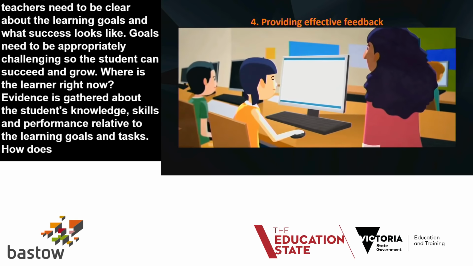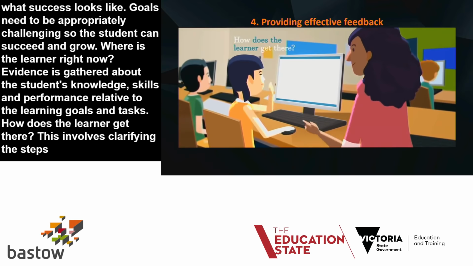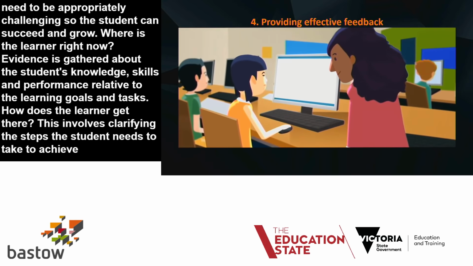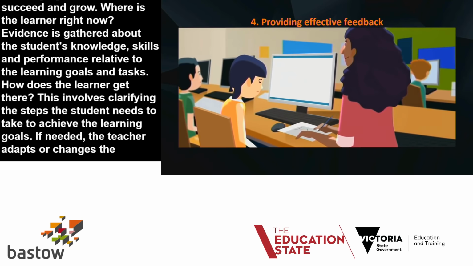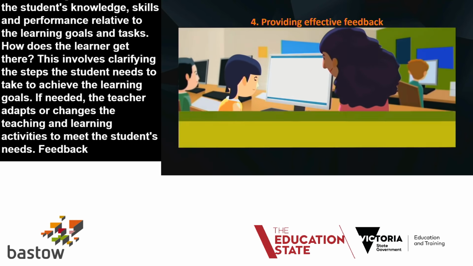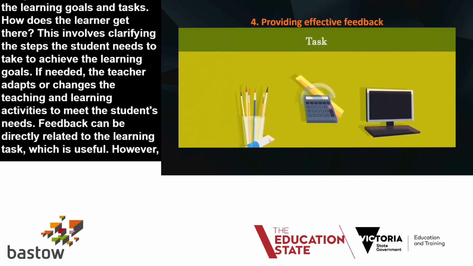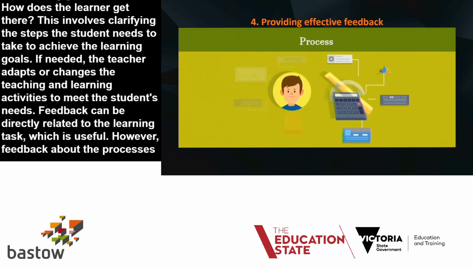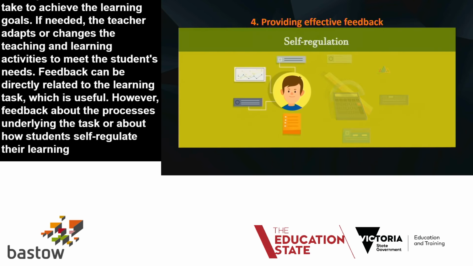How does the learner get there? This involves clarifying the steps the student needs to take to achieve the learning goals. If needed, the teacher adapts or changes the teaching and learning activities to meet the student's needs. Feedback can be directly related to the learning task, which is useful. However, feedback about the processes underlying the task or about how students self-regulate their learning is more powerful.